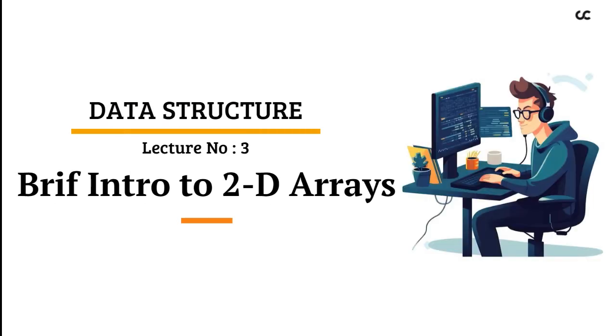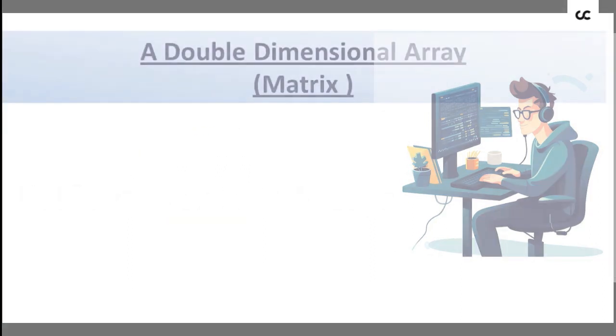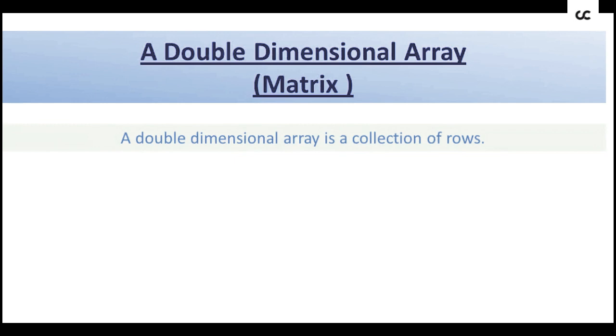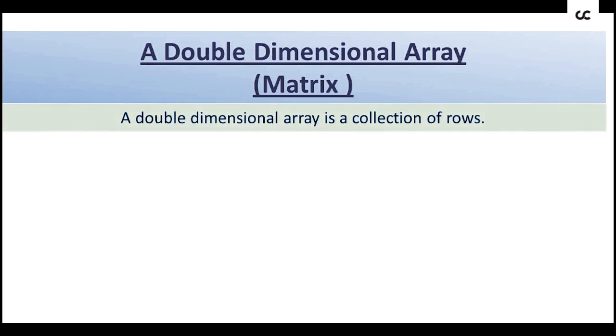In this very brief lecture, I am just going to talk about multidimensional arrays. In multidimensional arrays, we have different kinds of arrays like double dimensional arrays, triple dimensional arrays, etc. But the most important one is the double dimensional array because it is the most used. So let me tell you, a double dimensional array is just like a matrix. In other words, we can say that a double dimensional array is a collection of rows.